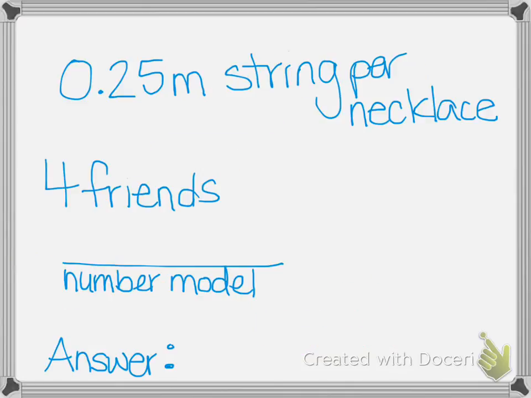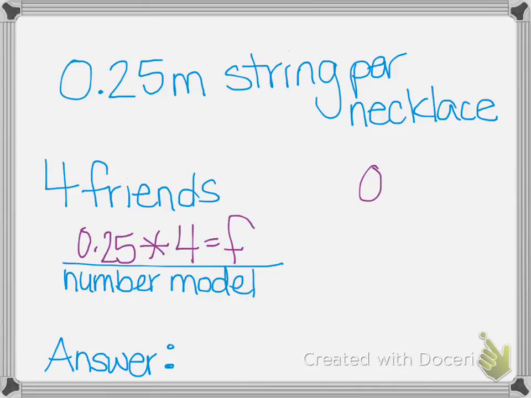Number 4 says, Giselle is making friendship necklaces and needs 2,500 meters of a string per necklace. How much string will she need to make necklaces for her 4 best friends? Okay, so again, she needs 2,500 of a meter, and she's making 4 necklaces. And we'll say that equals F for friendship.